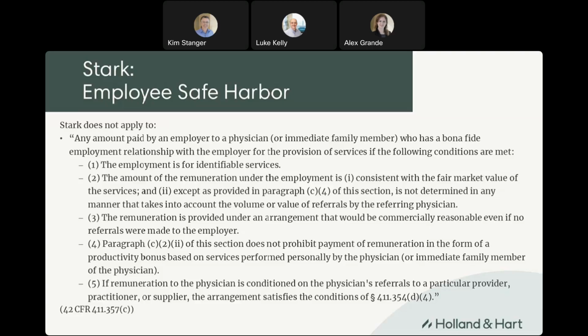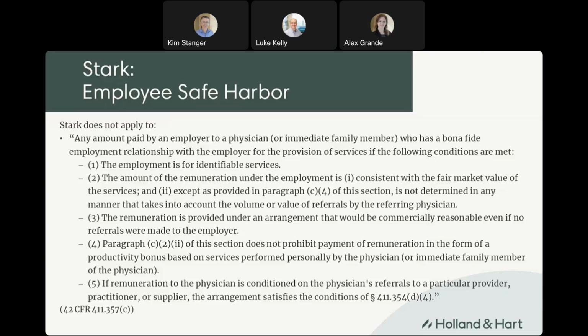Now, unlike the contractor safe harbor, the employment safe harbor under Stark only prohibits you from conditioning or varying the compensation based on the value of referrals for certain designated health services. You could, under Stark, compensate those physicians based on the volume or value of referrals for services that are not designated health services under Stark, but be careful, okay?